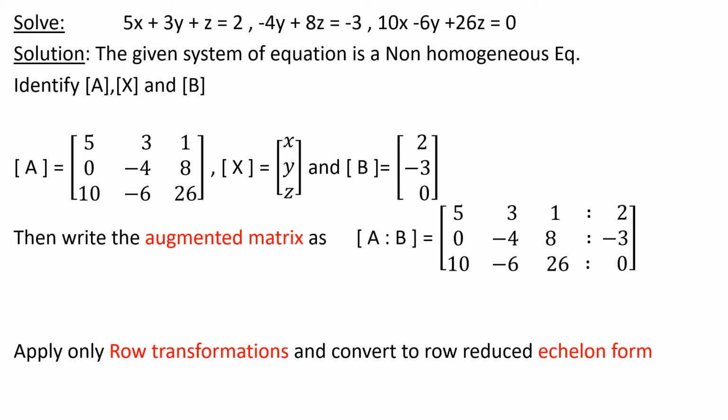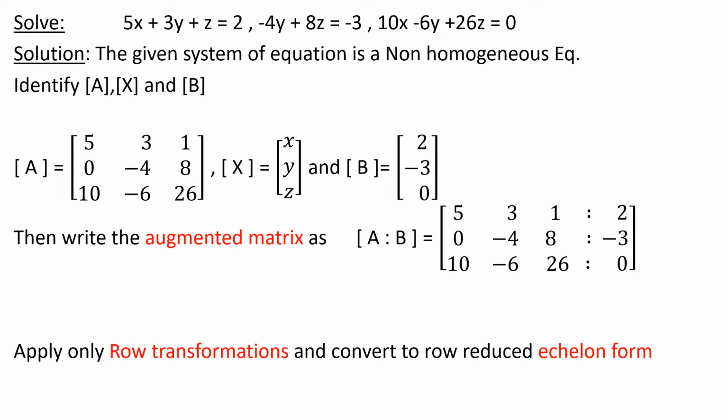First of all, you have to identify the coefficient matrix A. That is 5, 3, 1, 0, -4, 8, 10, -6, and 26. Then the variable matrix X, we write that as a column matrix x, y, z. And the constant matrix B has the right hand side values 2, -3, and 0. After identifying the matrices A, X, and B, we write the augmented matrix [A|B], that is the coefficient matrix A along with the constant matrix B.